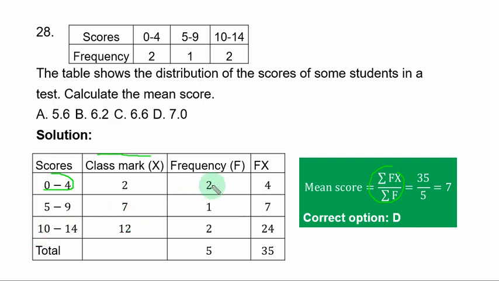The frequencies are 2, 1, 2. So you get the product of frequency and x, that is the score. 2 times 2 is 4. 7 times 1 is 7. 12 times 2 is 24. By the formula, we need the sum of Fx, that is 35, and the sum of frequencies, 5. So the mean score is 35 divided by 5, and that is 7. D is the correct option.